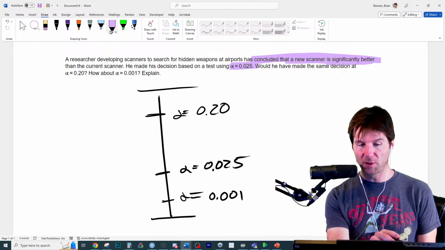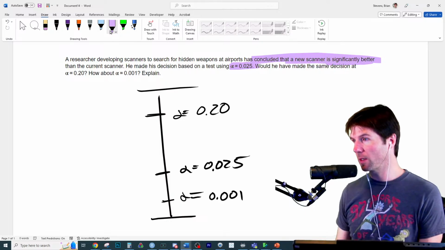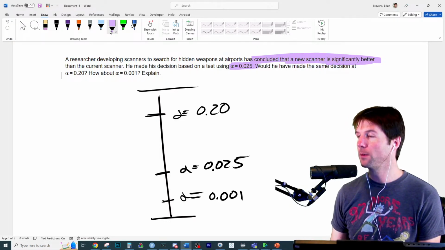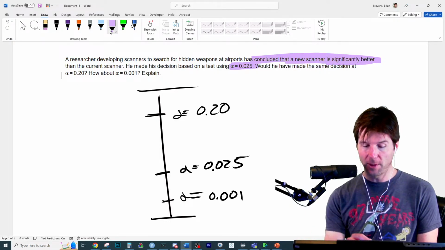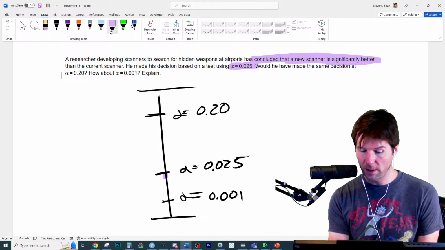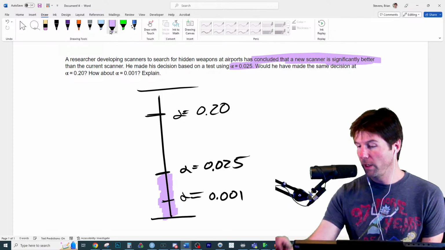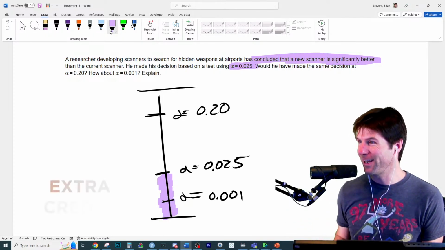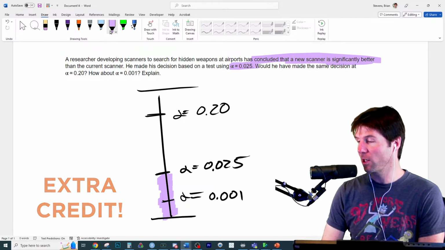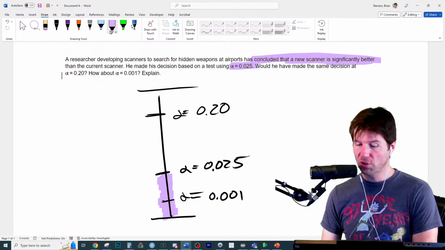What do you know right now for certain? He found evidence at the 0.025 level. So what does that mean? Yep. The p-value is less than this right here. Josh on fire right there. Great answer. We know the p-value is, yeah, and Jackson's got it right there. The p-value has to be less than that current level of alpha.